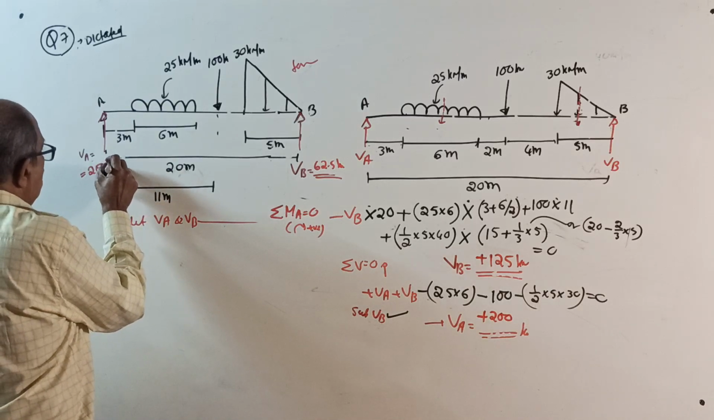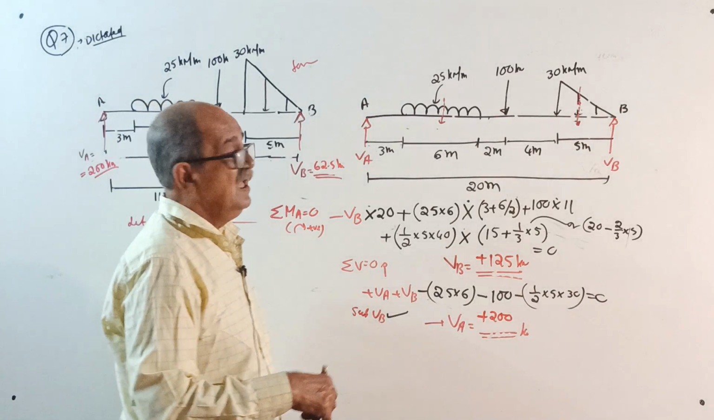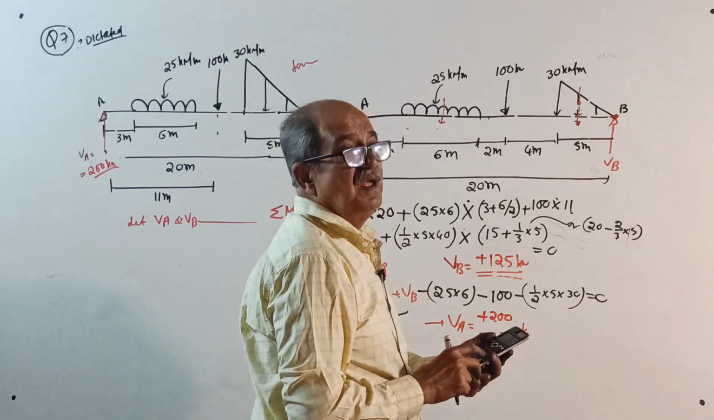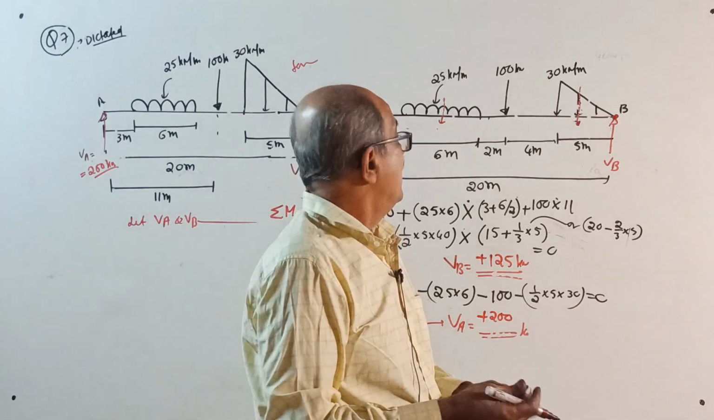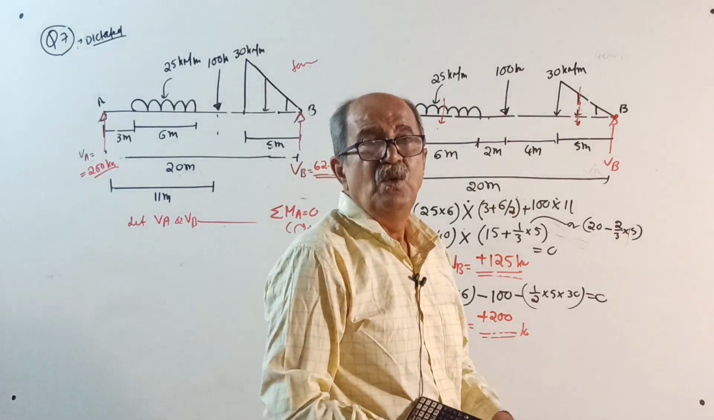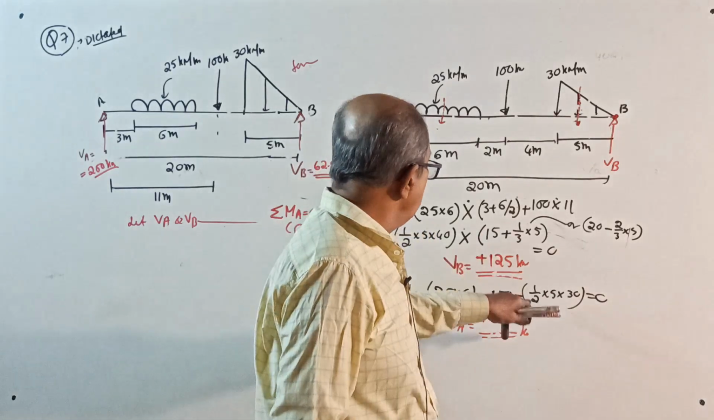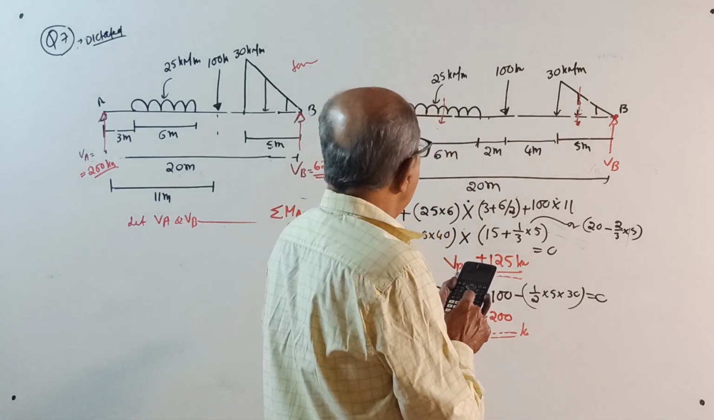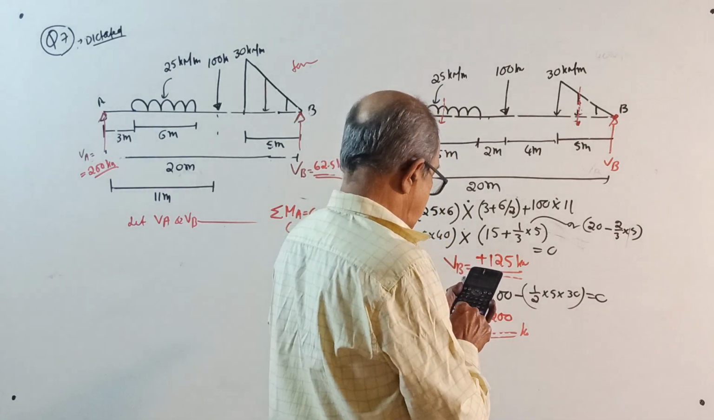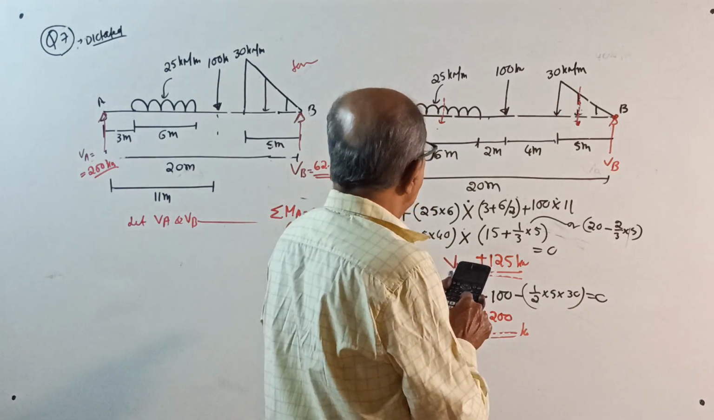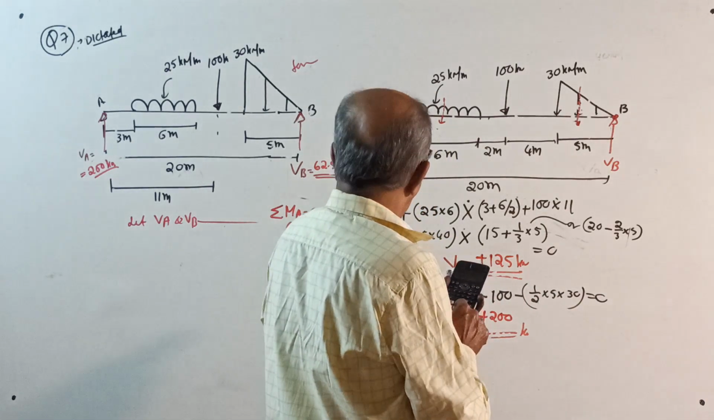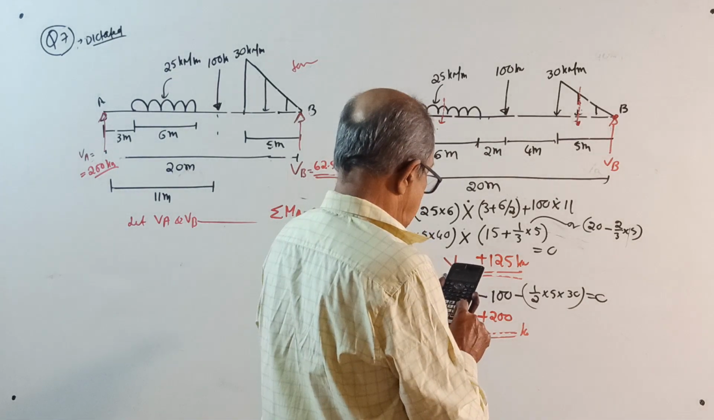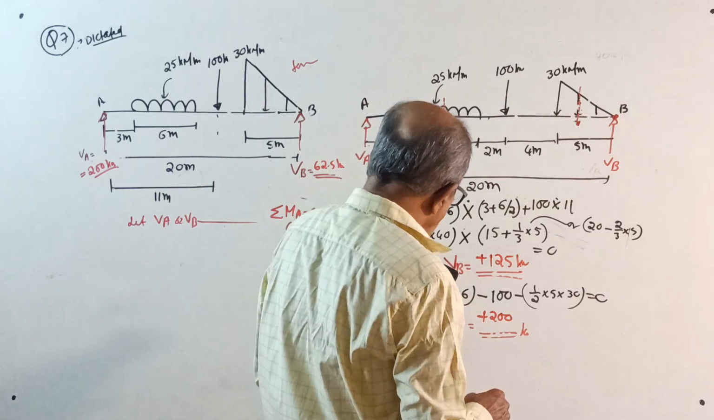In case any calculation mistake is there, I will take moment about B and check the value of VA. I know it is not required, but why I am doing it is, suppose some calculation mistake is there, I can make it out now. Half into 5 into 30 into 2 by 3 of 5 plus 100 into 9 plus 25 into 6 into bracket 20 minus 6, divided by 20.